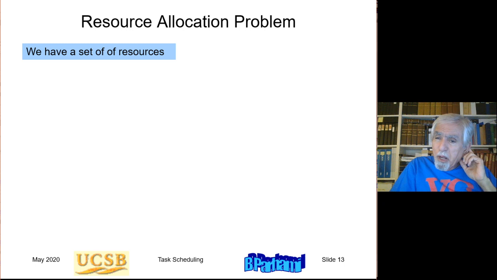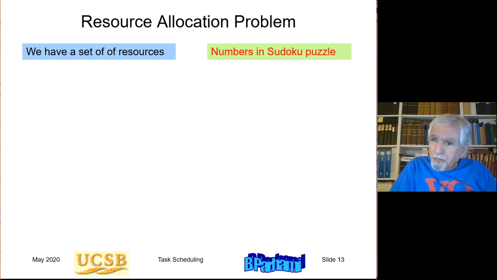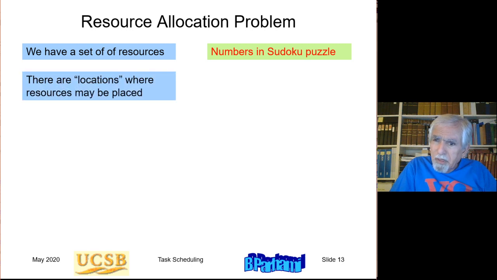Another set of problems that are similar to Sudoku are resource allocation problems. So we have a set of resources corresponding to numbers in Sudoku. There are locations where resources may be placed. An example of resources may be police stations or fire stations. So we have a city and we want to place fire stations in this city. And there are only certain locations that are suitable for placing fire stations in terms of accessibility and so on.